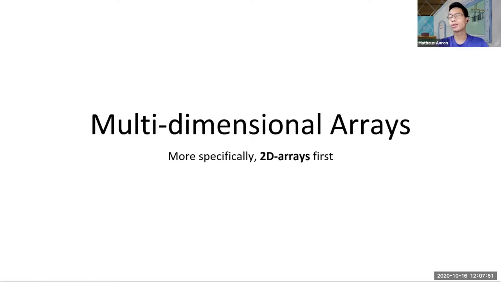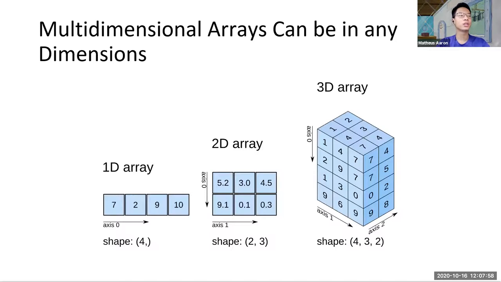So I think I'll go for a little review first before we go talking about the tutorial questions. So I think first is talking about multidimensional arrays. Multidimensional arrays can actually be in any dimensions, whether it's one dimension, two dimension, or three dimension. Can go even to four, five, six dimensions, but the reason we don't include it is because most of the times we cannot visualize it anymore.